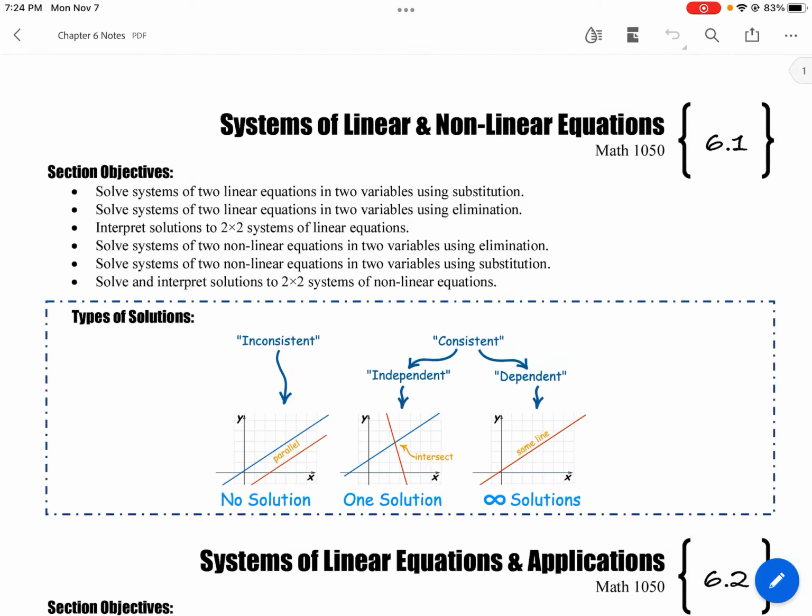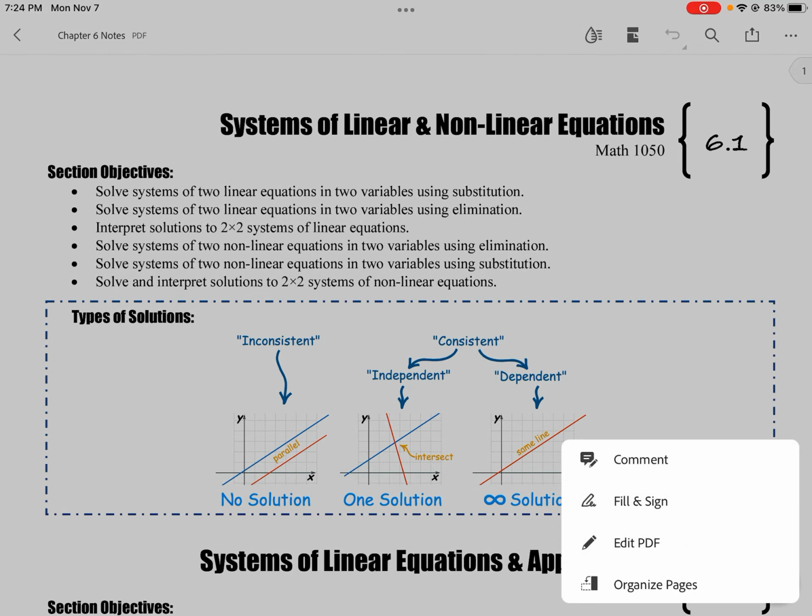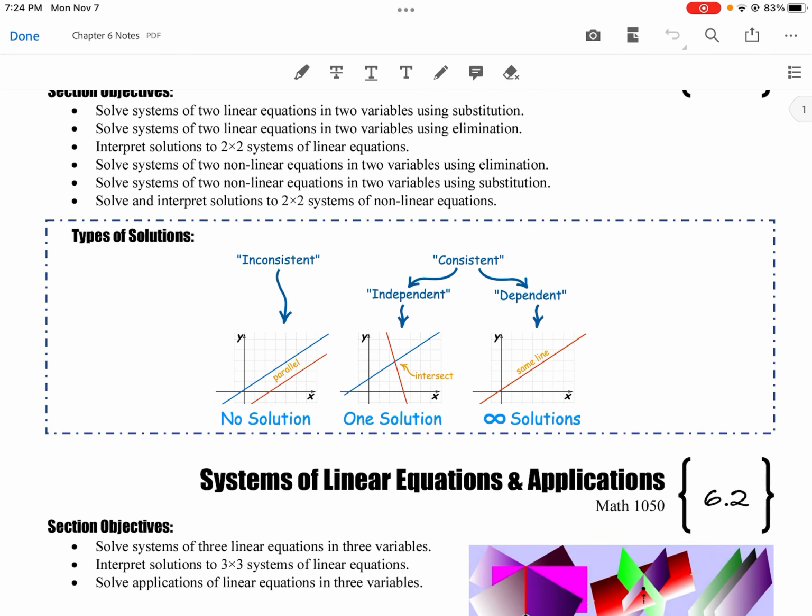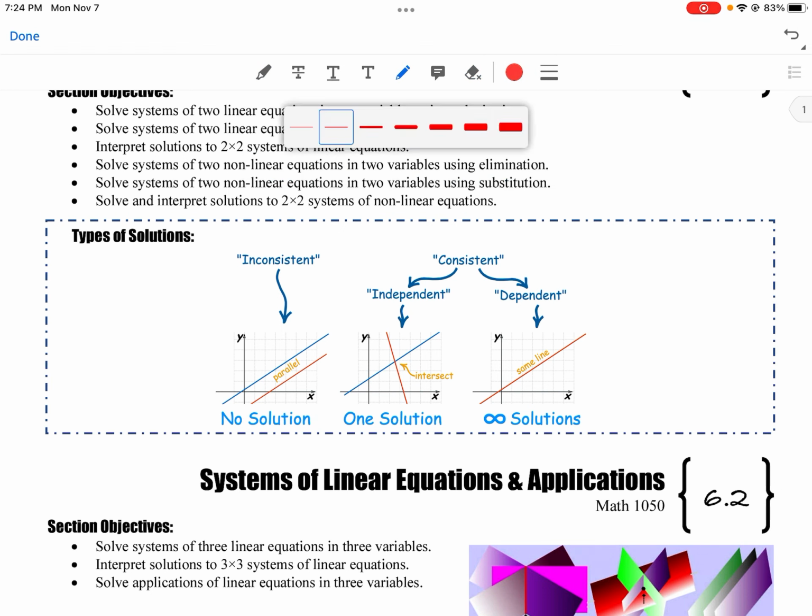Hey everyone, I just wanted to do a little recap of 6.1 and 6.2, which is solving systems of linear equations. So 6.1, there's no lesson on it, but I want us to be familiar with some vocabulary. Basically, we have three different types of solutions to a system: no solution, one solution, or infinite solutions.